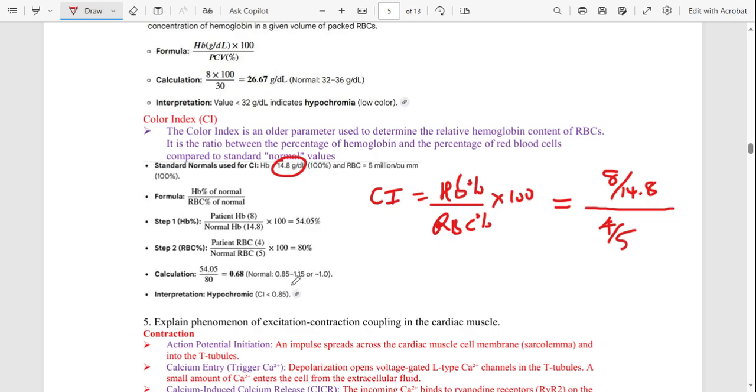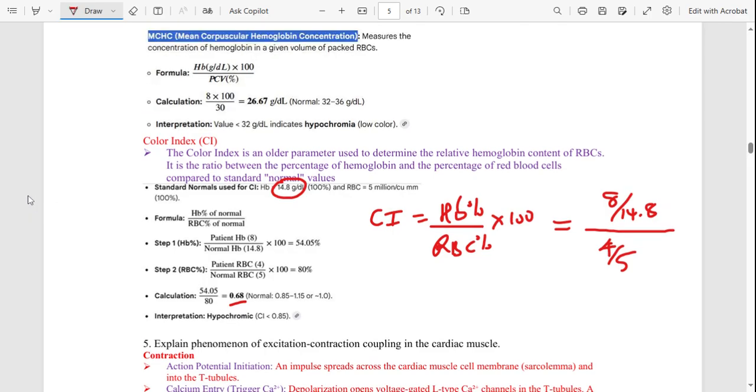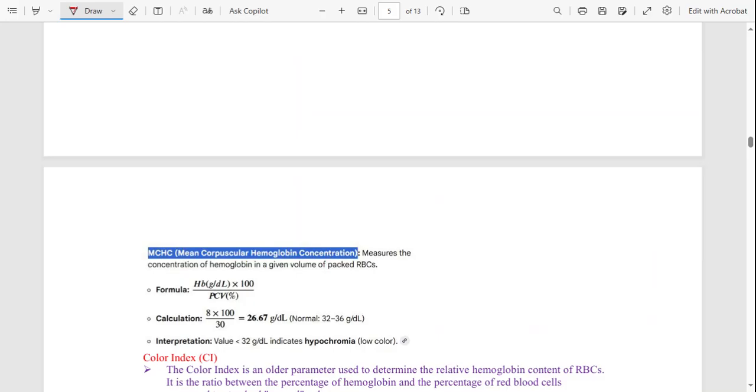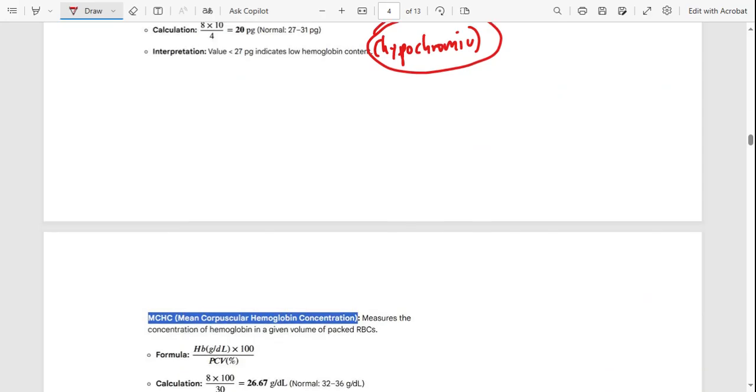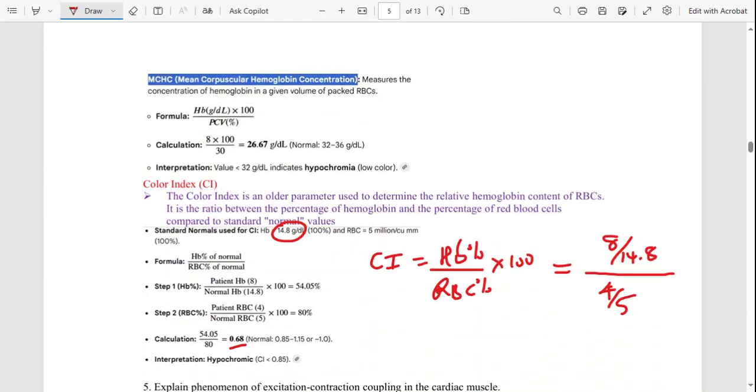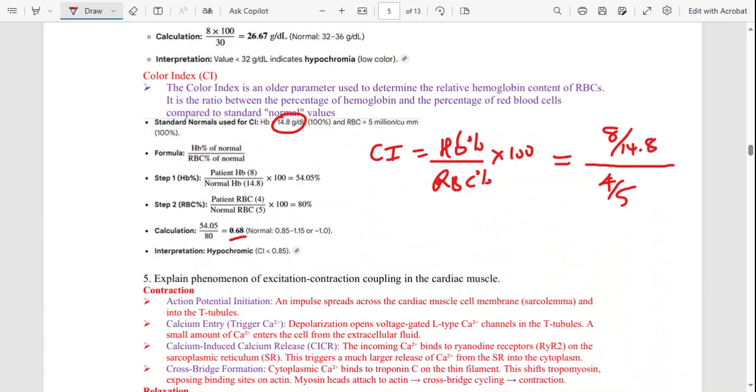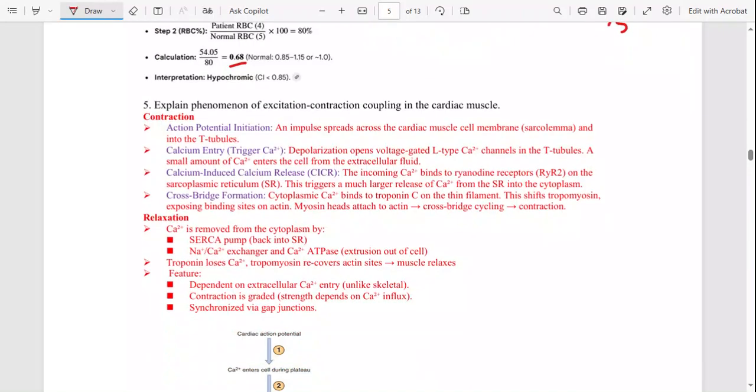The normal value is 0.85 to 1.2. Normally we get 1, like 0.85 to 1. So you can see 0.68 is lower. So if the color index is low, that tells you that actually that's anemia. And the color is low. So everything confirms here. But normally if they ask you to calculate color in the blood indices, you calculate MCV, MCH, and MCHC. So this is microcytic hypochromic anemia.